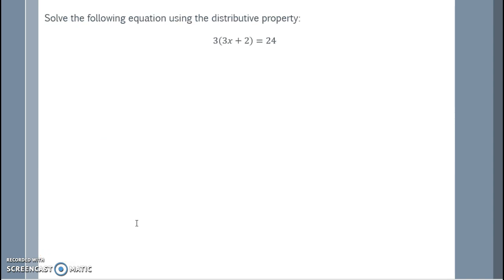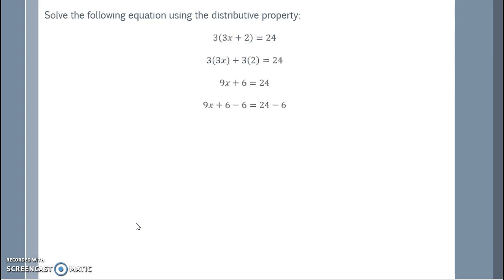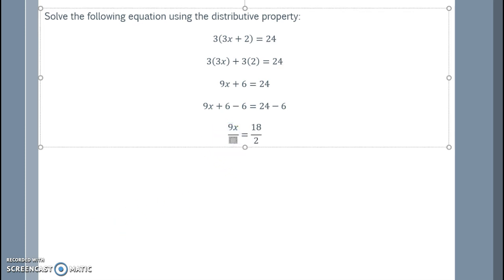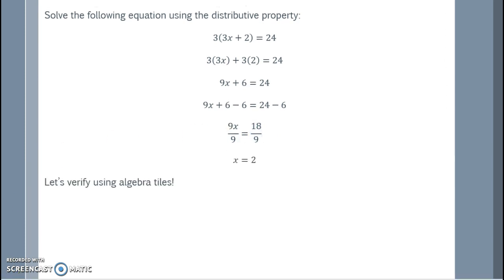Solve the following equation using the distributive property. So 3 times the quantity 3x plus 2 is 24. So we need to share and distribute the 3 with each piece, giving us 9x plus 6 equals 24. Now, using the same operations on both sides, we will subtract 6 from both sides, giving us 9x equals 18. Dividing each side by 9, not by 2, gives us x equals 2.